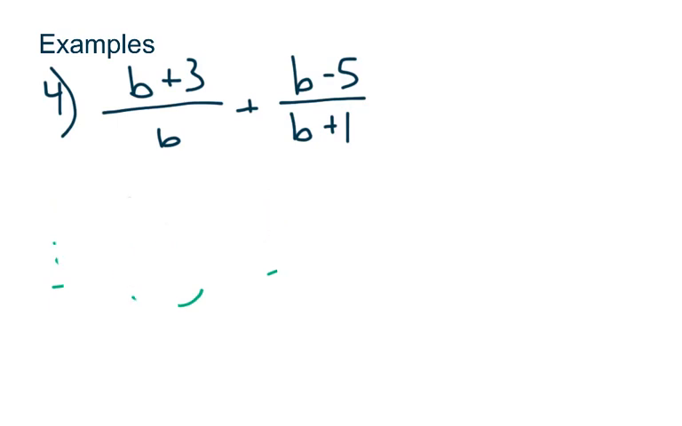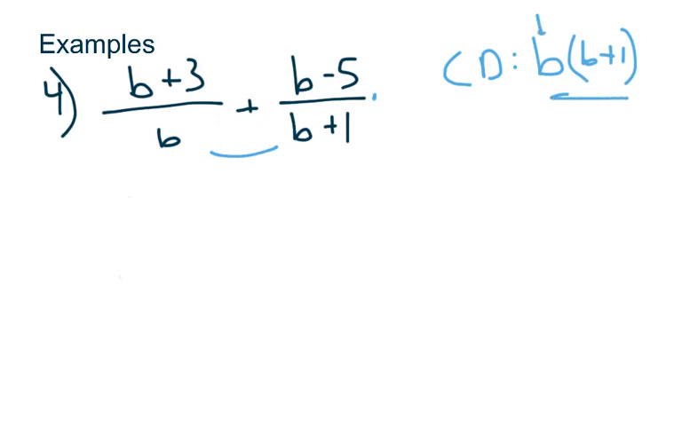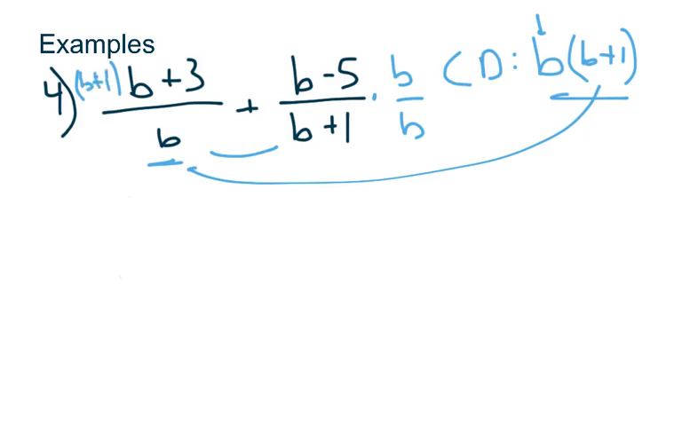So we have to ask ourselves, what's the common denominator of b and b plus 1? Shortcut to that is just to multiply them together. So our common denominator, that's what CD stands for, is b times b plus 1. If I take a look at this fraction on the right, what it's missing from my common denominator is the b. So I'm going to multiply both the top and bottom by b. This guy on the left is missing the b plus 1. So I'm going to multiply both the top and bottom by b plus 1.